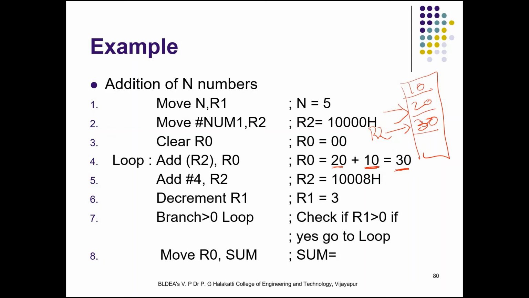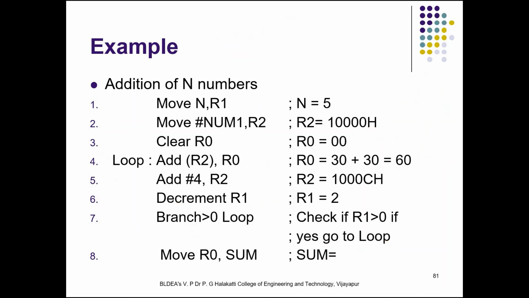Now since we have added one more number, we need to decrement the count by 1. So initially R1 was already 4. Now 4 minus 1, it will become 3. Is 3 greater than 0? Yes. Then go to the label called loop and repeat it.